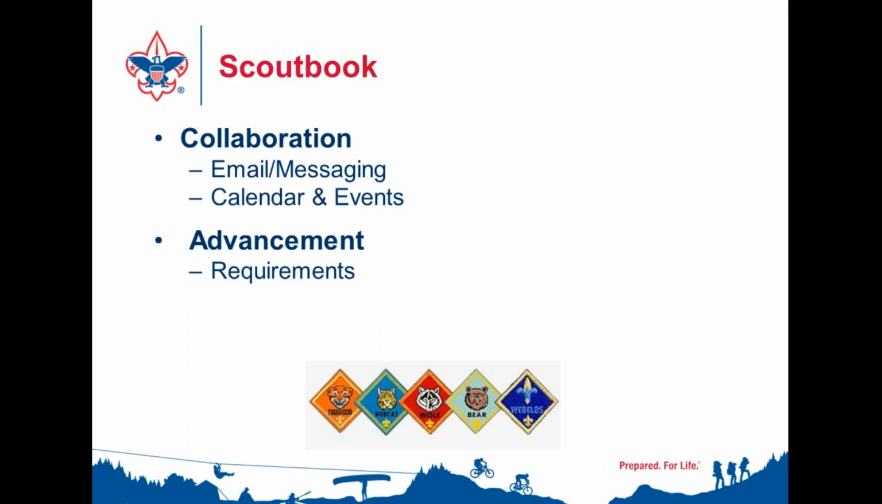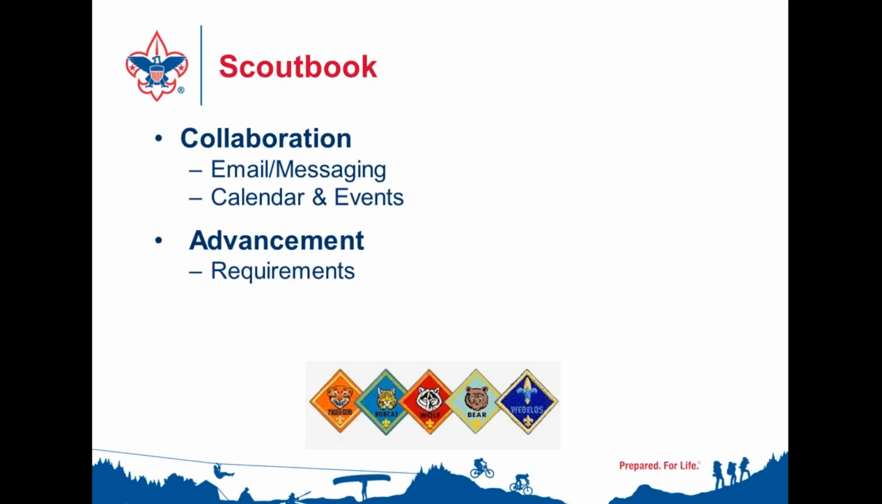And then the second thing that's most important out of Scoutbook is advancement. So this is how we measure and track your son getting their requirements to further their rank within the PAC. As they go through Tiger, Wolf, Bear, Webelos 2, there are obviously specific requirements that they need to meet as you work through the year, and the way that we track that is through this tool. So I'll show you that as well.